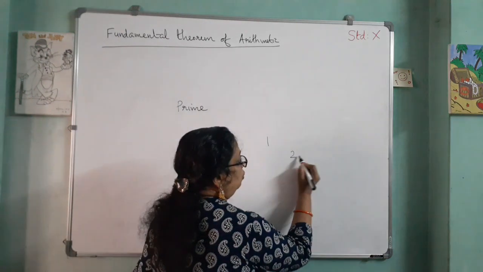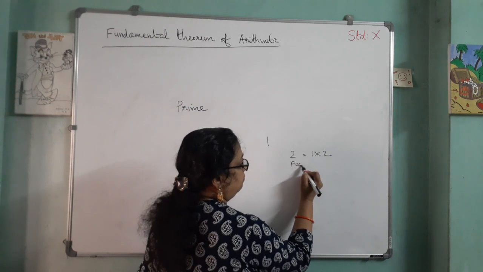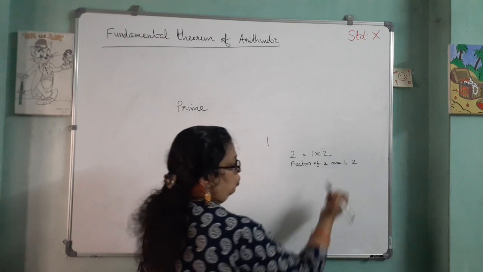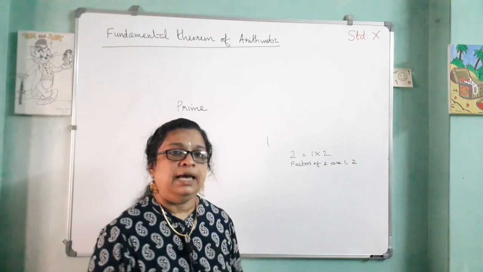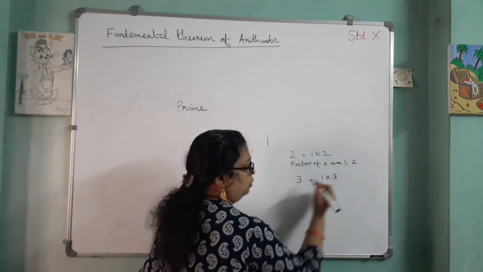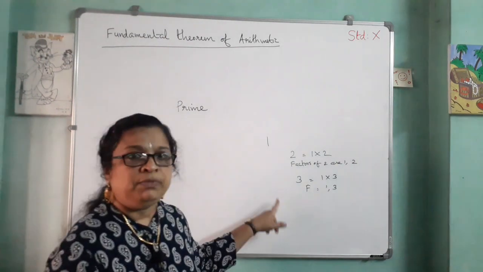So 2 can be written as 1 into 2. That is, the factors of 2 are 1 and 2. It has only two factors, so 2 is a prime number. Then what about 3? 3 can be written as 1 into 3. So the factors are 1 and 3. So 3 is also a prime number.